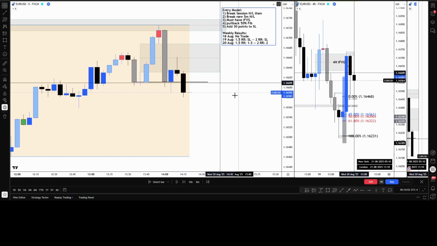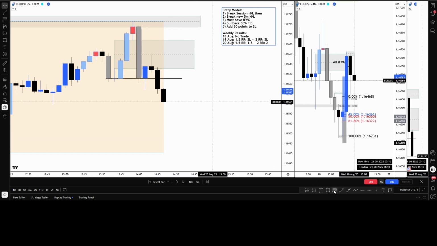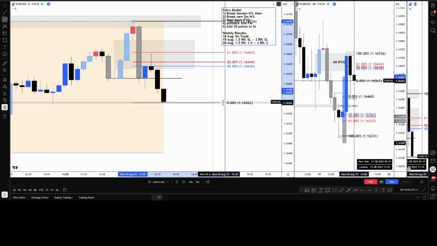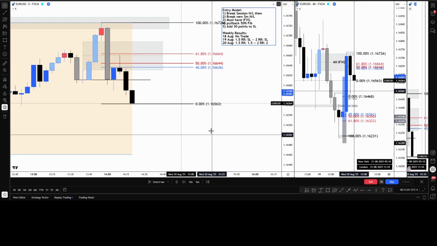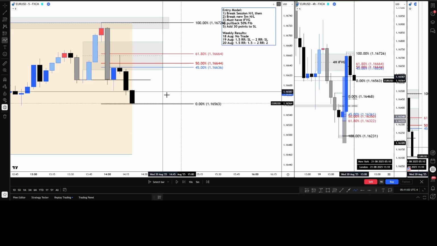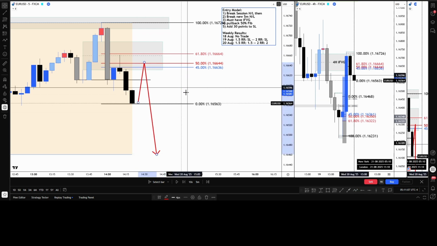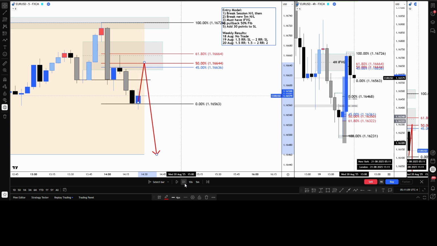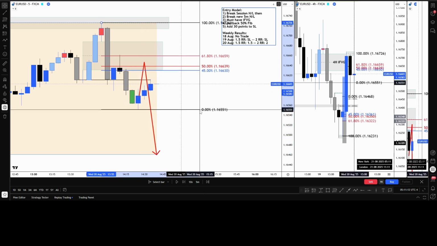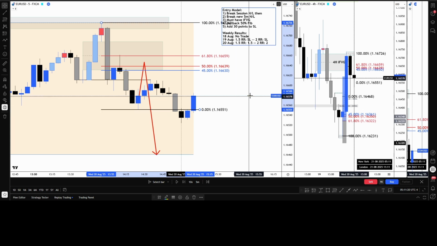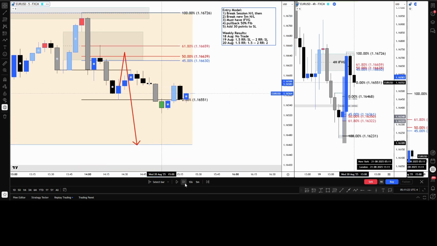There it closes below for the first time, so what are we waiting for now? We are waiting for a retest and a sell, right? So price to come, retest this area, at least 50%, and then sell off. Let's do this. Price never came back to that level, which is very unfortunate.